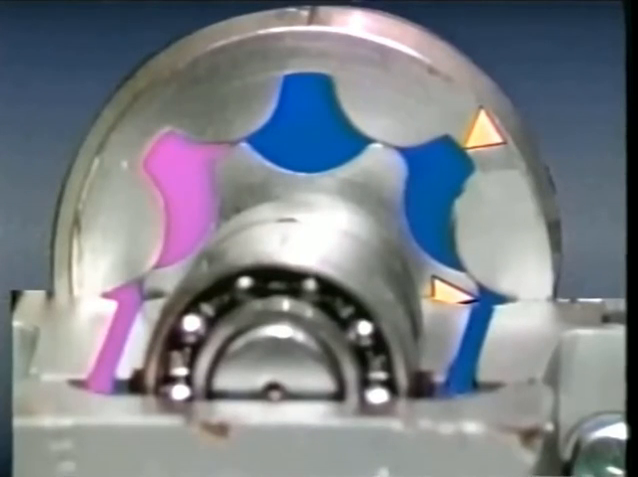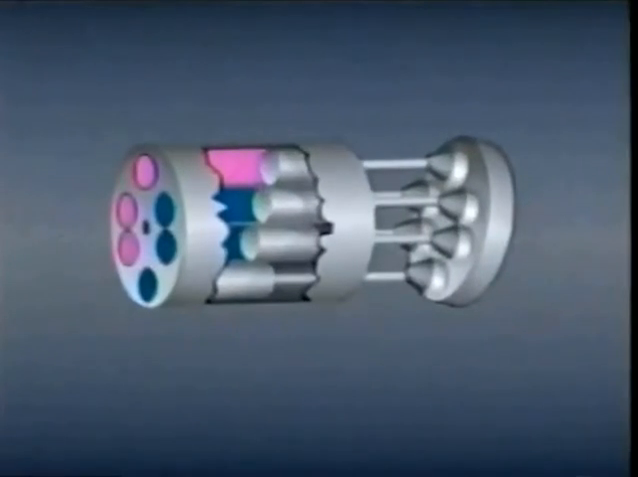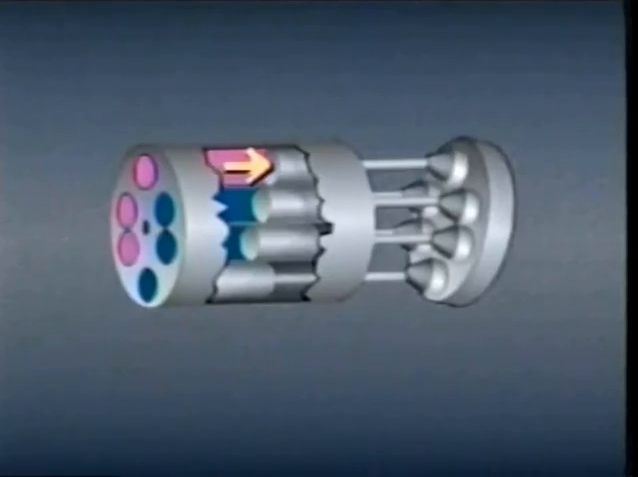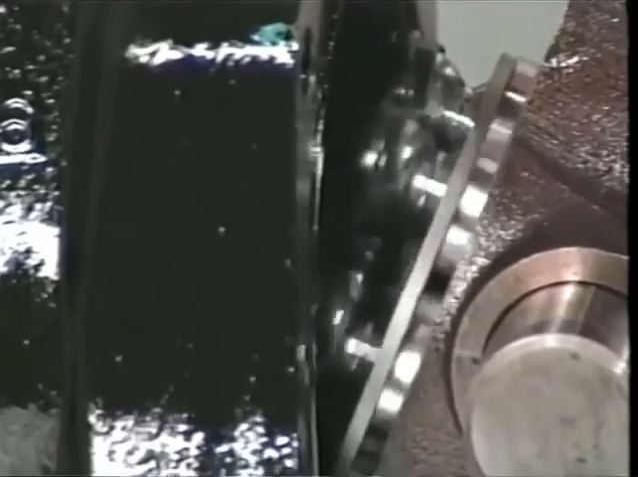The higher the fluid pressure, the greater the torque at the motor shaft, and the larger the teeth, the greater the displacement and the greater the torque. In a piston motor, fluid pressure pushes against the pistons. The piston shoes are forced to slide up and around the swash plate, turning the cylinder barrel as they move.